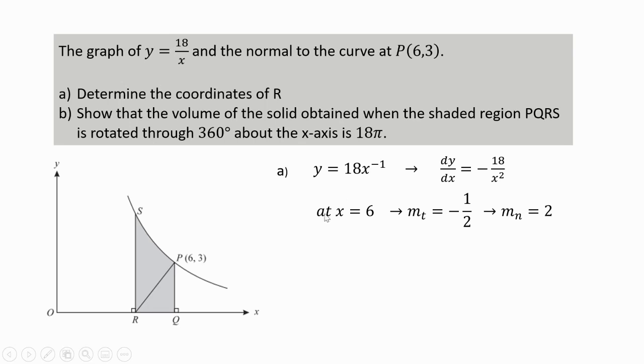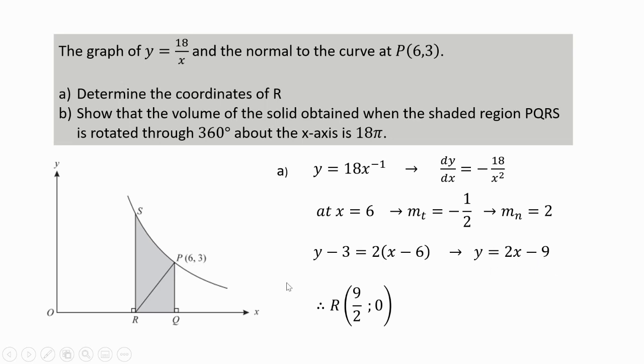Add x equals 6, the gradient is minus a half. So what is the gradient of the normal? It is 2. So I'm going to find the equation. I'm going to go y minus 3 equals 2 times (x minus 6), and so I get y equals 2x minus 9.